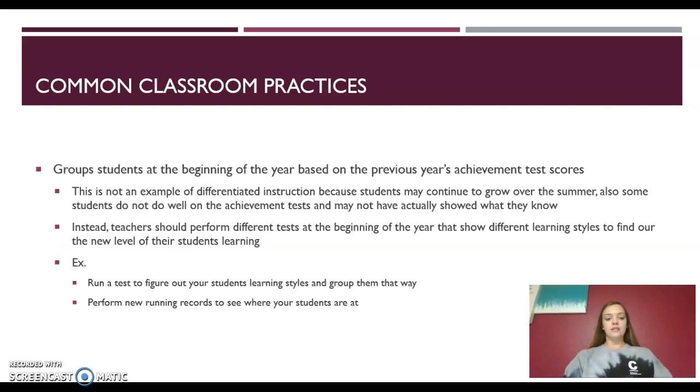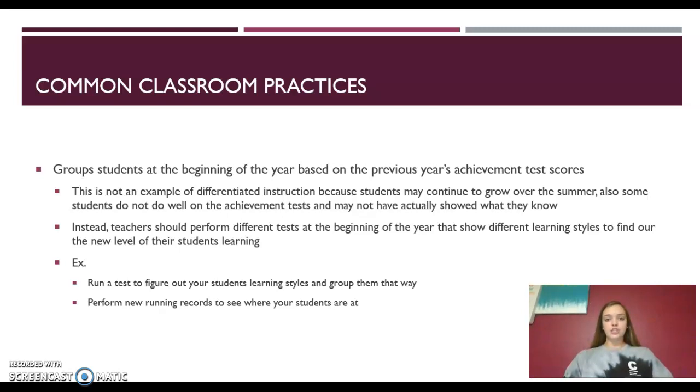Another common classroom practice that's not great for differentiated learning would be that a teacher groups students at the beginning of the year based on the previous year's achievement test scores. I don't believe this is an example of differentiated instruction because students may continue to grow over the summer. Also, some students don't do well on achievement tests, and those won't show how well they actually know things. So instead of doing that, teachers should perform different tests at the beginning of the year that show different learning styles to find the new level of their students' learning.